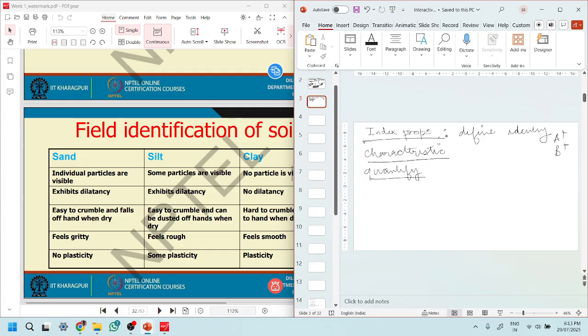First of all, using these properties, we have made different types of groups for soils. And then we have taken these properties, given some limits, and defined that if property A is between L1 and L2, then the soil type is this. So this is called classification of soil.